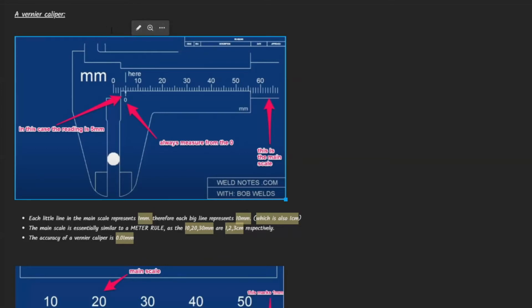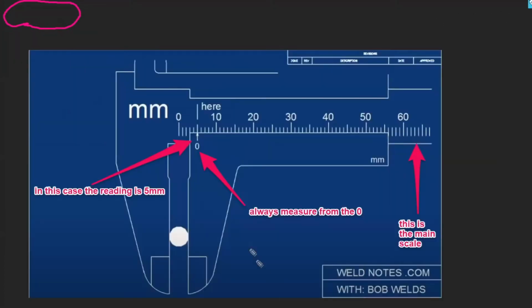Now, these two are the hardest instruments to work with because they're very complicated to understand. But don't worry, I'm going to try my best to explain them to you in this video. So starting with the vernier caliper right here, it may seem very complicated, but it's actually quite simple when you look at it in a different way.